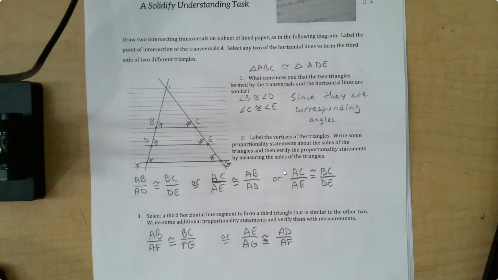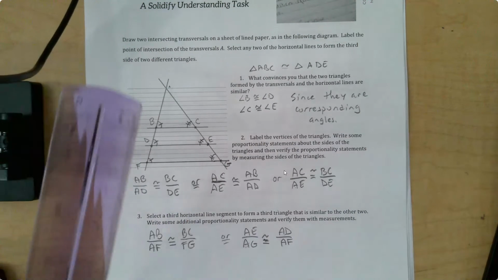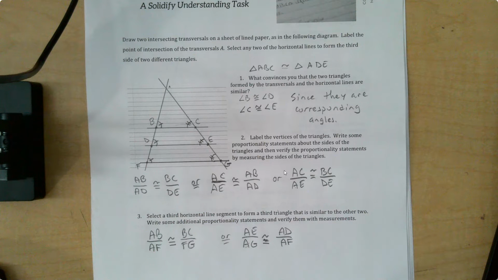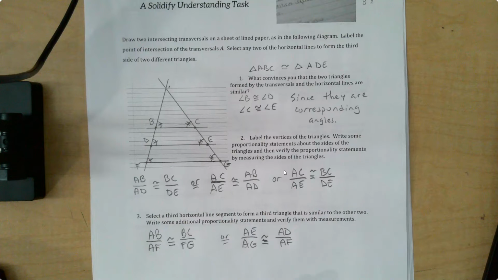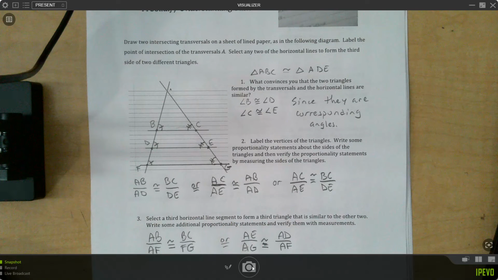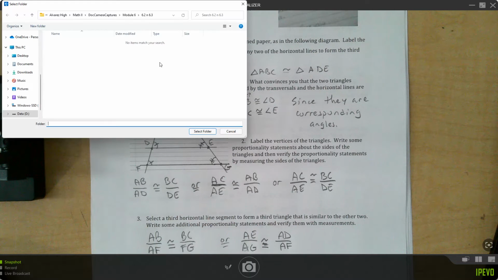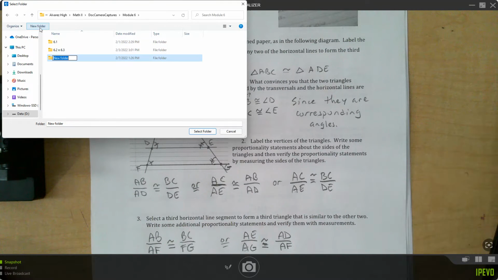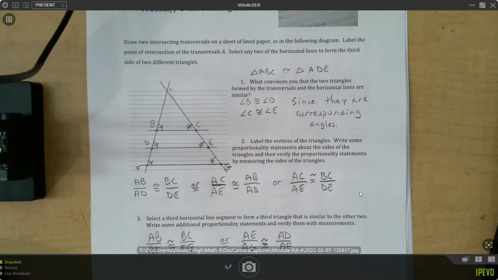Now I could get in here with my ruler and I could measure these to the nearest millimeter, but I'm going to save that for the next example. Let me go ahead and make a screenshot of this. Where to put it? Right there.